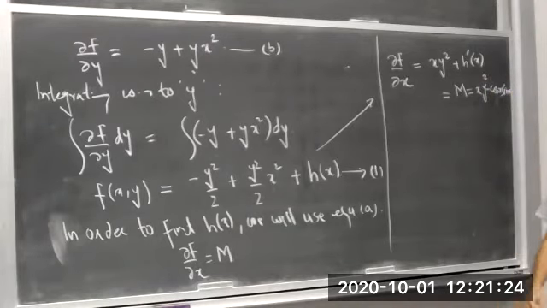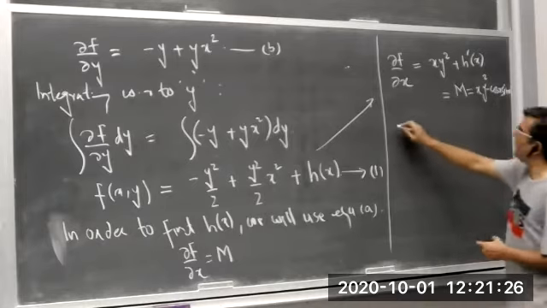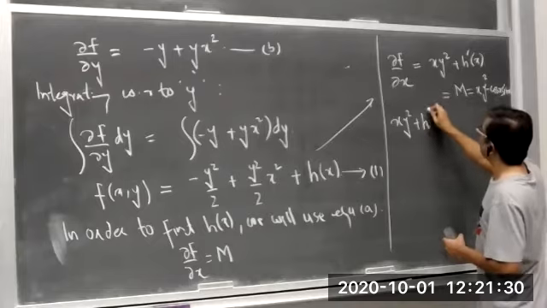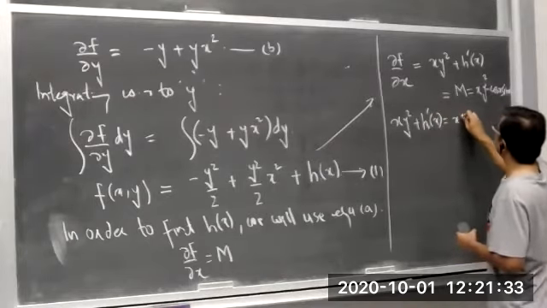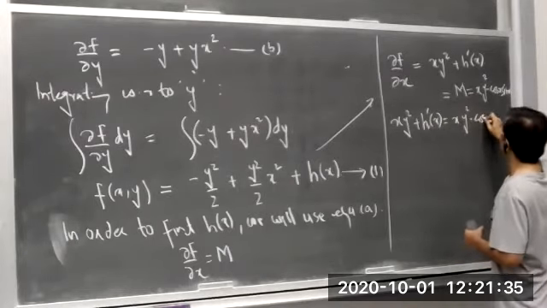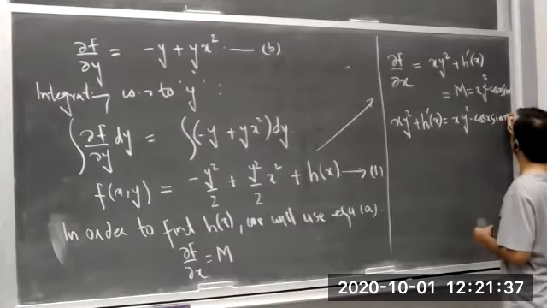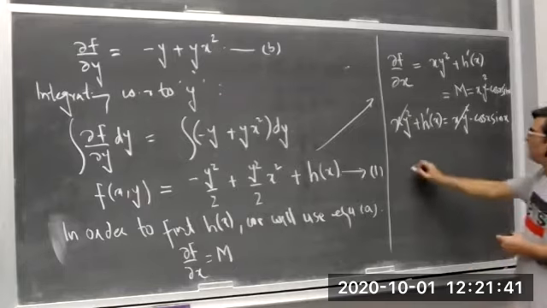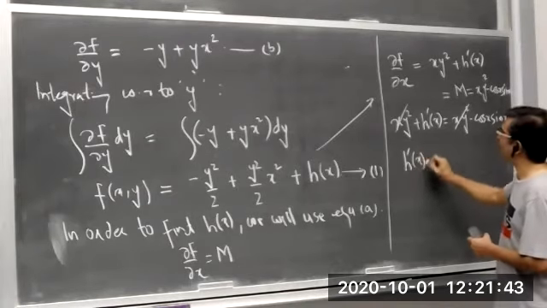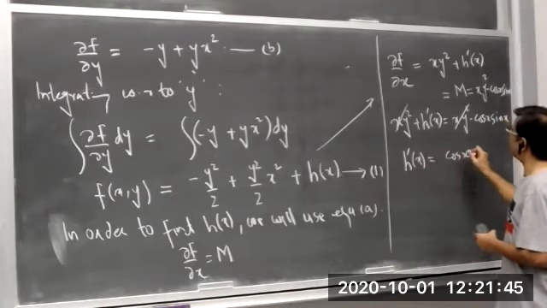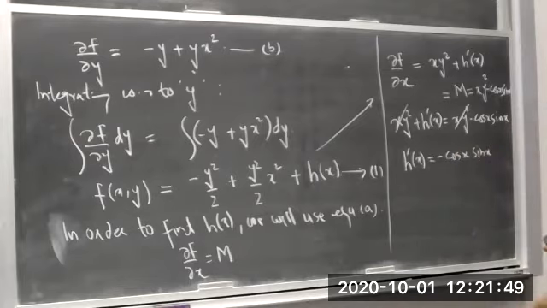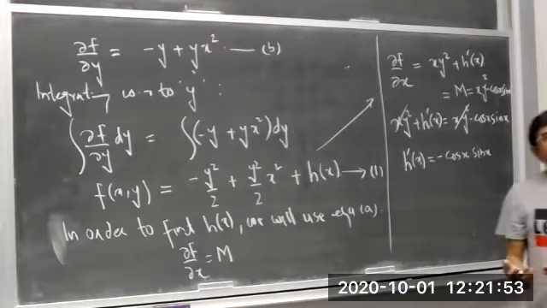ठीक है, यहां से we get xy square plus h dash of x is equal to xy square minus cosine of x into sine of x. ठीक है, यहां से ये और ये कैंसिल हो जाएगा, and we get h dash of x is equal to minus cosine of x into sine of x. ठीक है, now हमारे पास h dash है, हमने h of x फाइंड करना है, what do we do here?